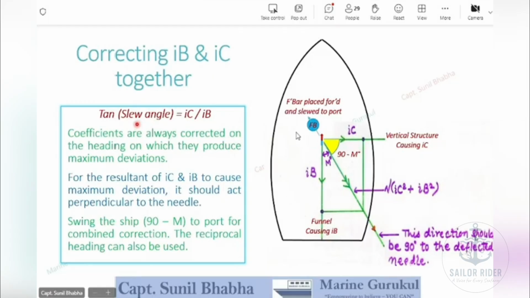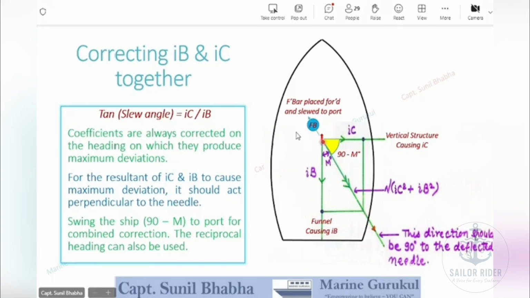So if we know the magnitude of IB and we know the magnitude of IC, then we can easily calculate the slew angle. The slew angle, once calculated, gives us the information how much turning or slew is required for the flinders bar.